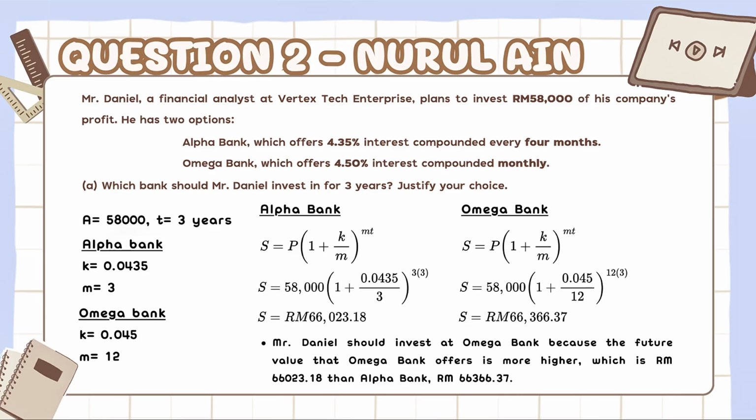Mr. Daniel should invest at Omega Bank because the future value that Omega Bank offers, RM 66,366.37 cents, is higher than Alpha Bank's RM 66,023.18 cents. And that is my justification for my answer above.